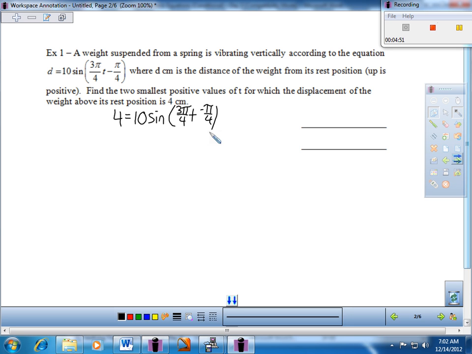What makes these unique is the process in order to pull that off. But I guess I would argue everybody's going to divide by 10 first. So let's divide by 10. So 0.4 instead of 4. And then sine of 3 pi over 4 t minus pi over 4.